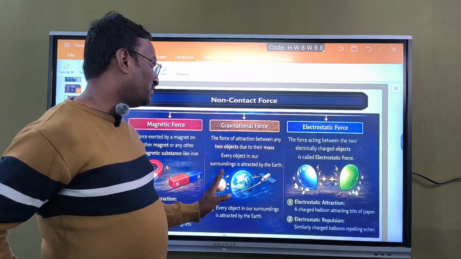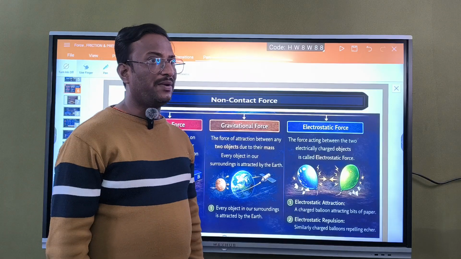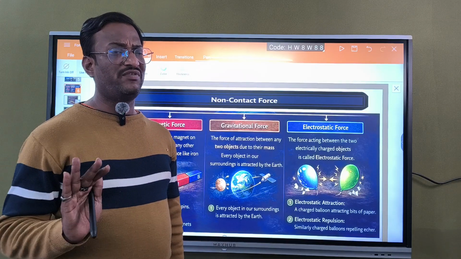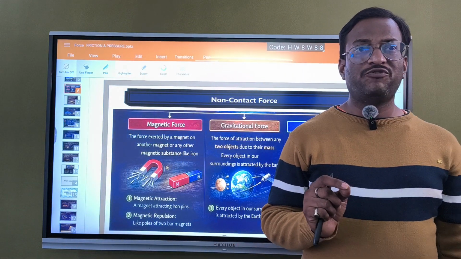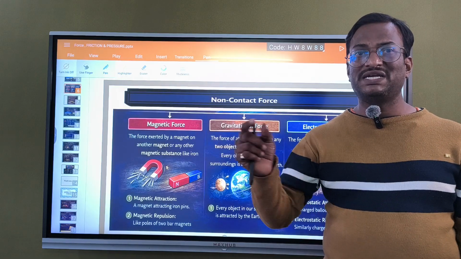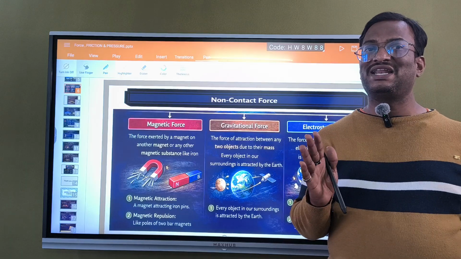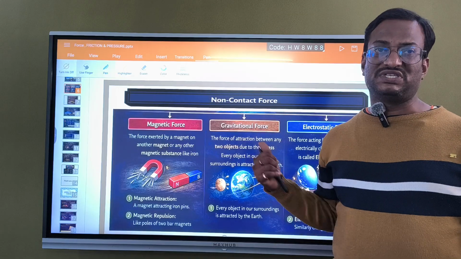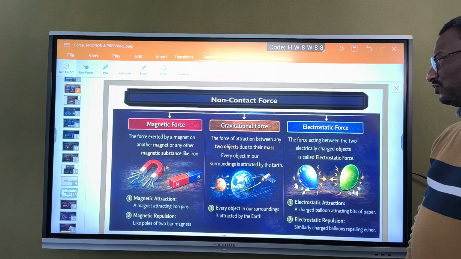Every object in our surroundings is attracted by the earth. This you should keep in mind, whether it is a person, object, whatsoever. See children, while we are studying physics, if we consider an object, a person is also an object, a bird is also an object, a chair is also an object. So we don't consider living things and non-living things separately in terms of physics. Remember that.